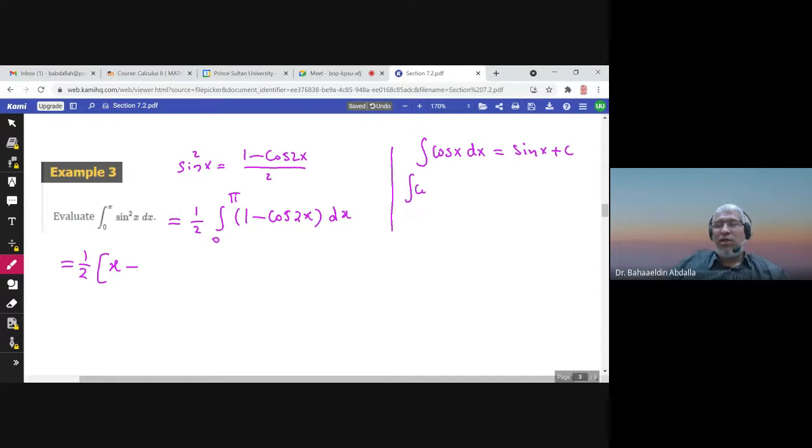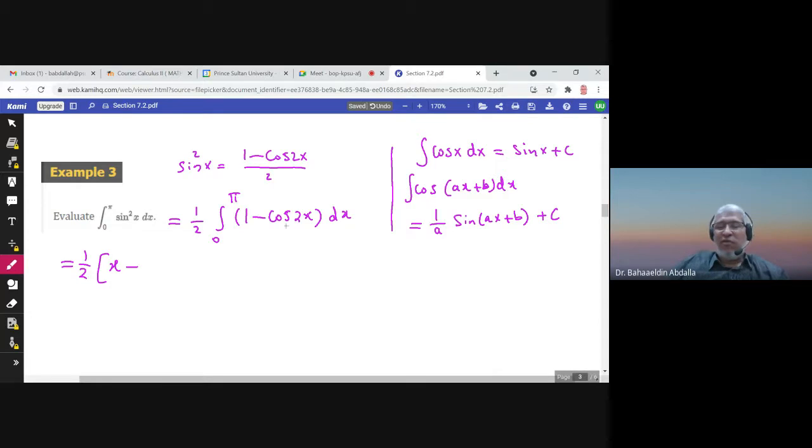Now, what if I have a question like this? Cosine ax plus b. So instead of x, I have ax plus b. Well, the answer would be sine ax plus b. So similar to this, just instead of x, I have ax plus b. But you need to divide by the derivative of ax plus b, which is a. So the integral of cosine ax plus b would be 1 over a sine ax plus b.